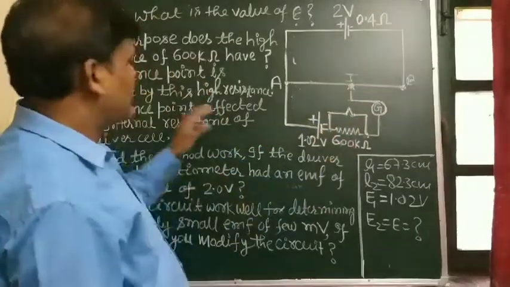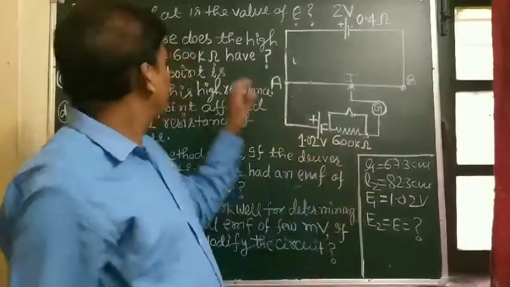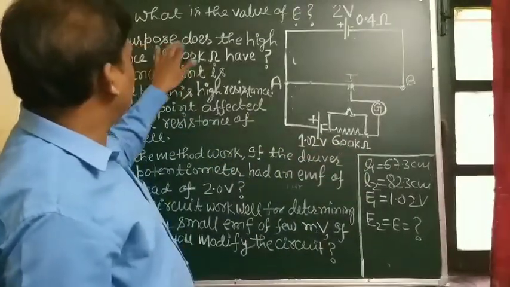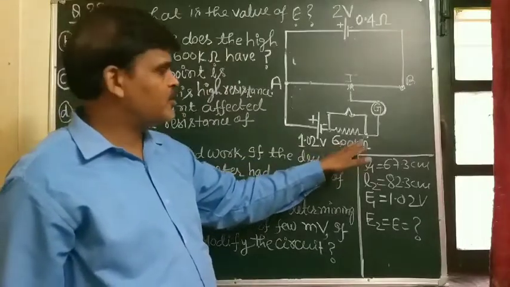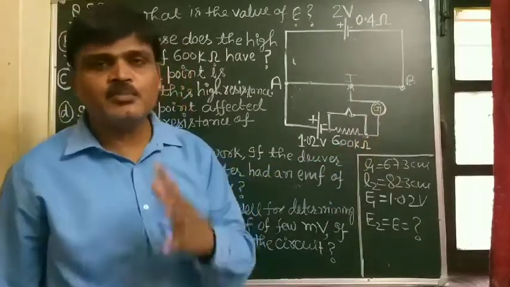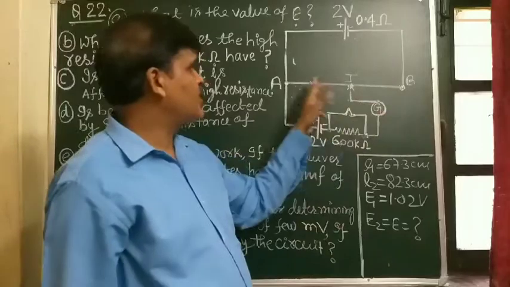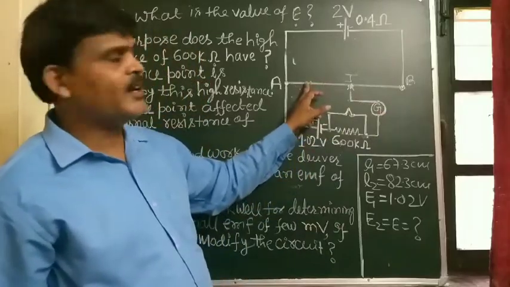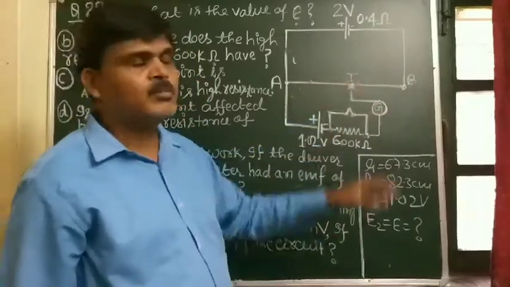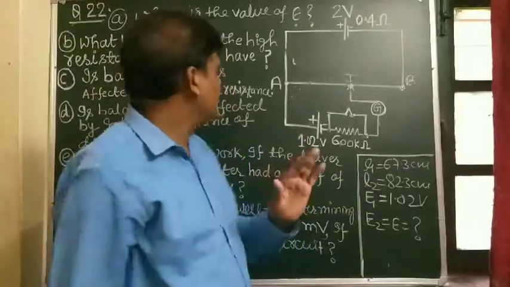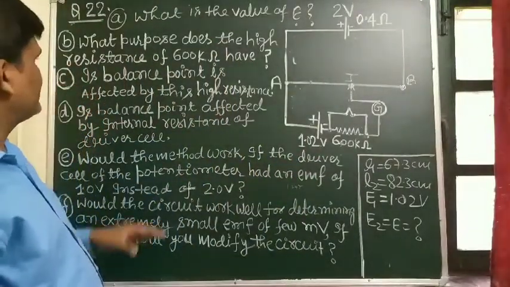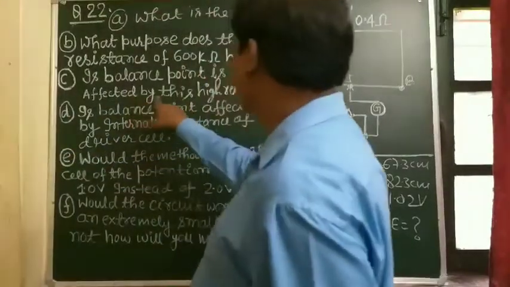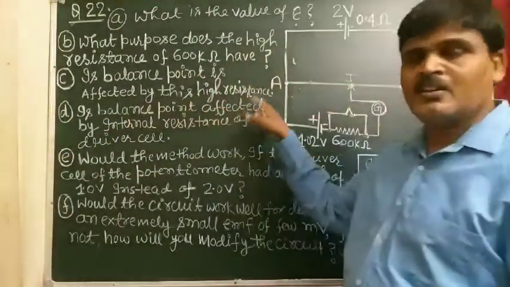So in general we can say that the purpose of this high resistance of 600 kilo ohm is to allow a very small current to flow through the galvanometer when the movable contact is very far away from the balancing point. And students, the second part (c): is the balance point affected by this high resistance?